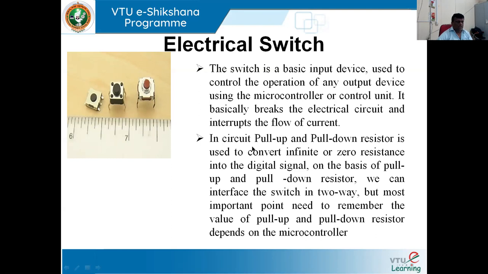In the circuit, a pull up and pull down resistor is used to convert infinite or zero resistance into a digital signal, because as we all know, whenever we are talking about a microprocessor or microcontroller, we want the values in terms of zeros and ones. So for that purpose, we need to use pull up and pull down resistors. We can interface the switch in two ways, but the most important point to remember is the value of the pull up and pull down resistors, and it depends on the type of microcontroller we are using.